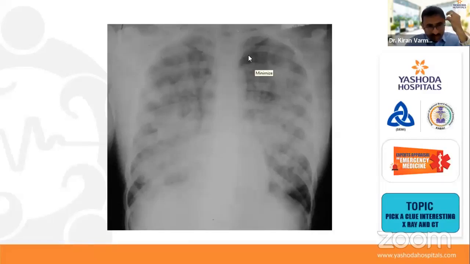Then here I would like to ask one more question, since we are talking about pulmonary edema. What is phantom tumor? Phantom tumor. Any answers for phantom tumor? Yes, vanishing tumor in pulmonary edema.